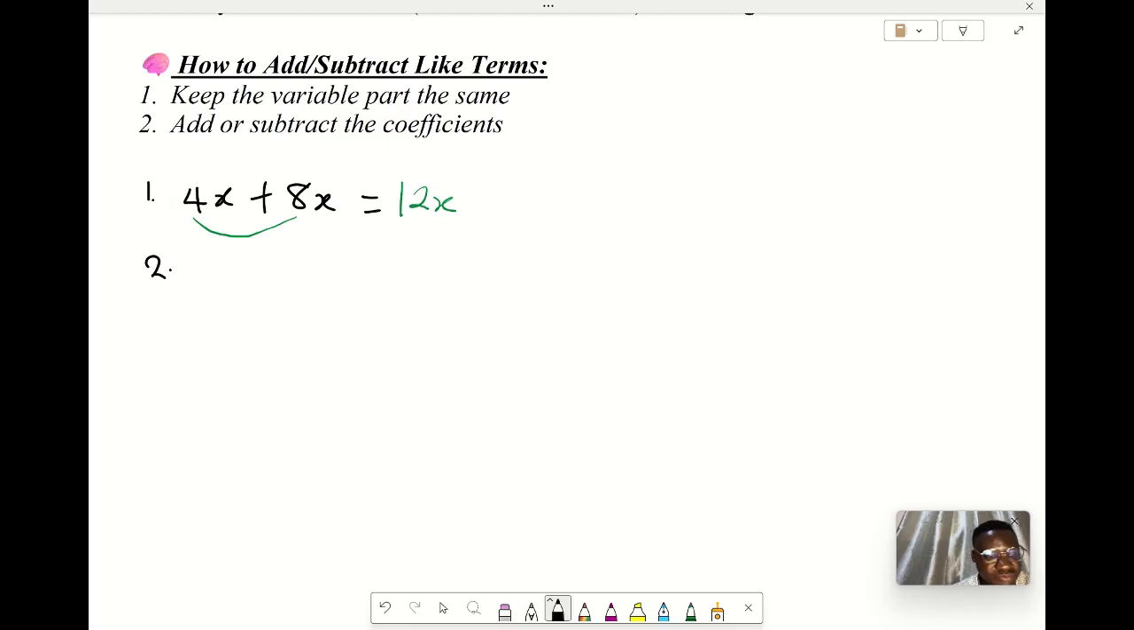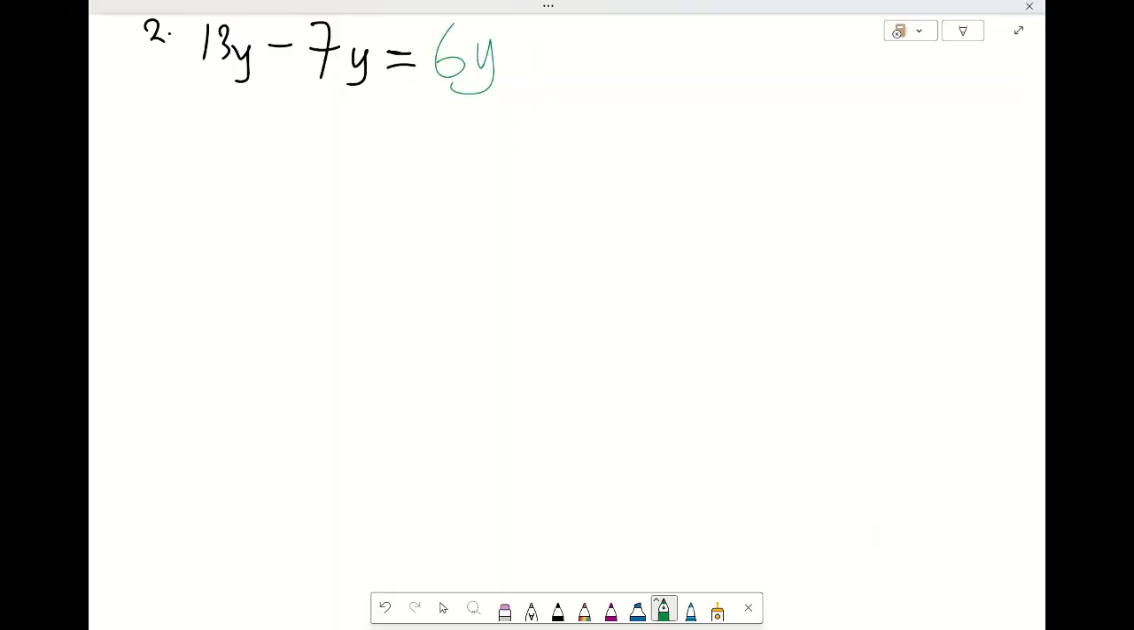Example number 2. We can have 13y minus 7y. This is just like 13 minus 7. You can write it as 13 minus 7. And what is 13 minus 7? If we are given 13 mangoes or whatever, and then we are asked to take 7 out of it, what is the remaining? It means it will remain 6y.